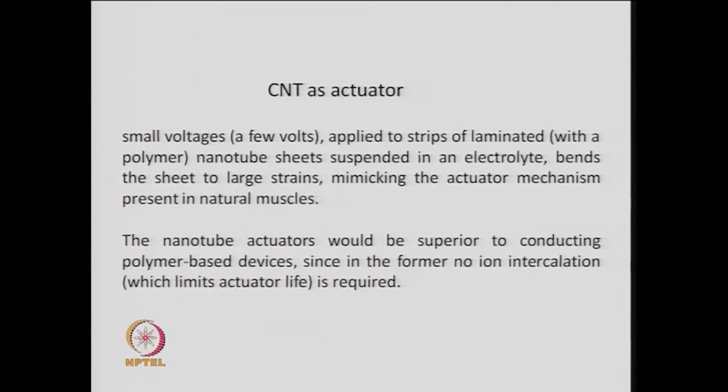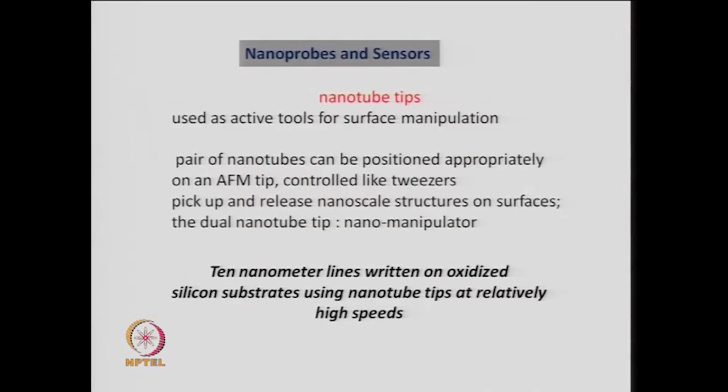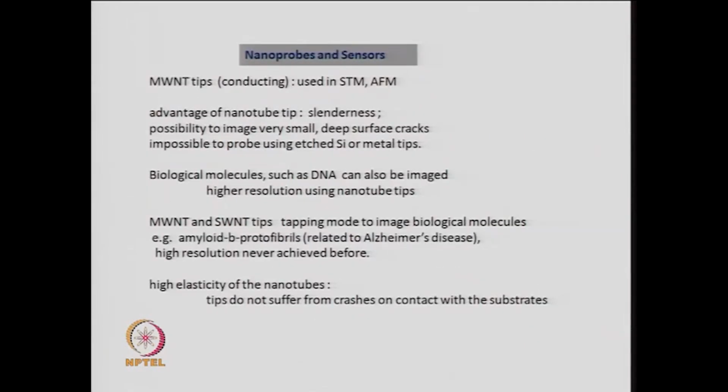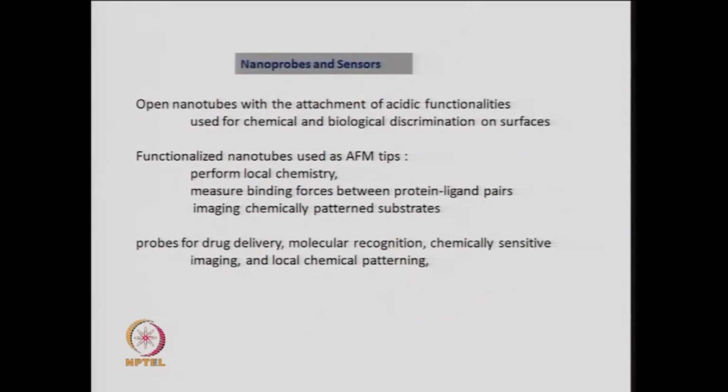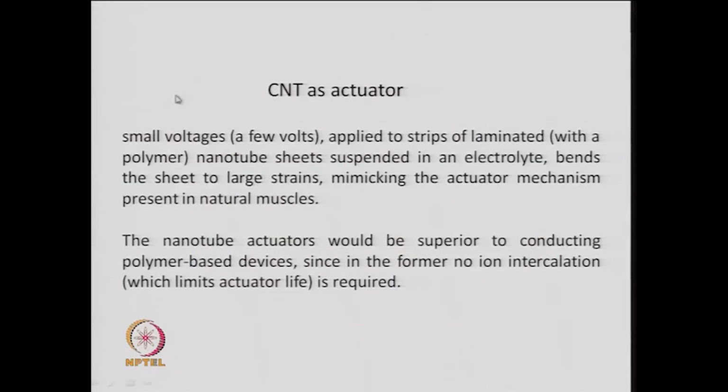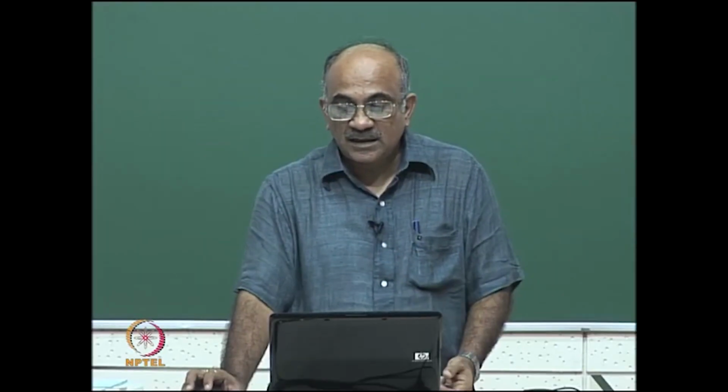Now, other than carbon nanotubes acting to image, to manipulate and then do patterning or imaging patterned surfaces, you can also use carbon nanotubes as an actuator. Okay. An actuator means something which will move on application of electricity. So, if you apply small voltages, a few volts, to a strip of laminated nanotube sheets, laminated with a polymer, so you have nanotube sheets and you apply a small voltage when it is suspended in an electrolyte.